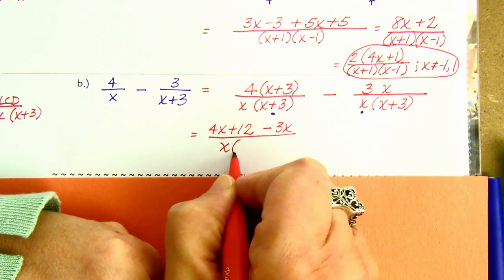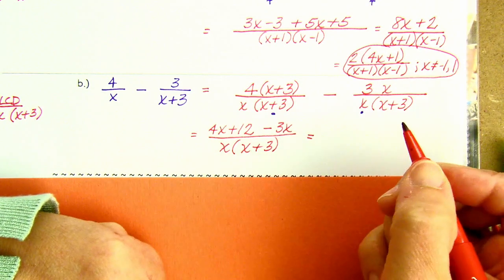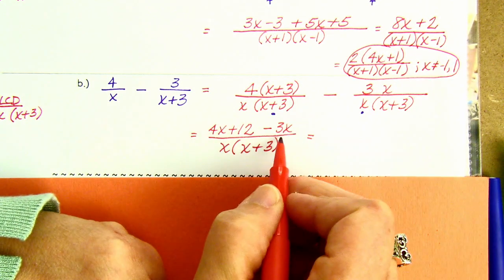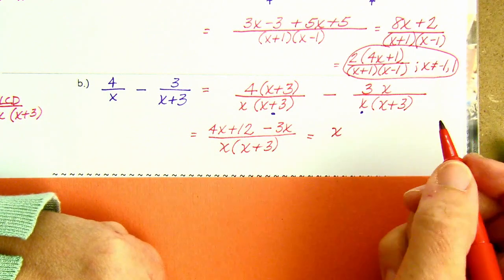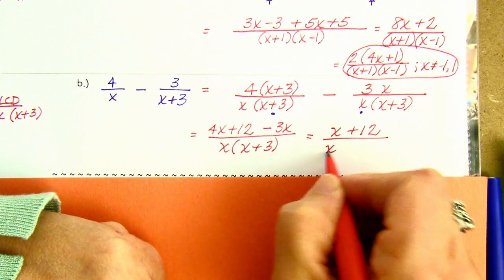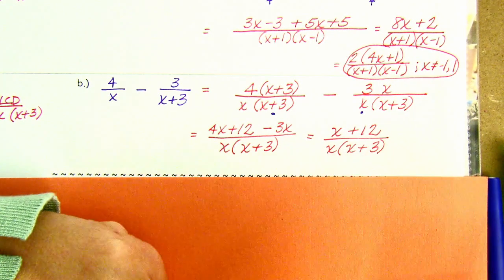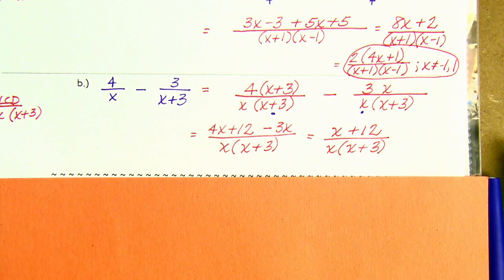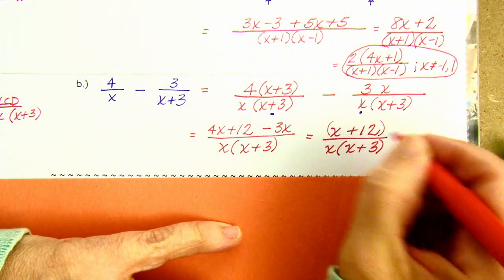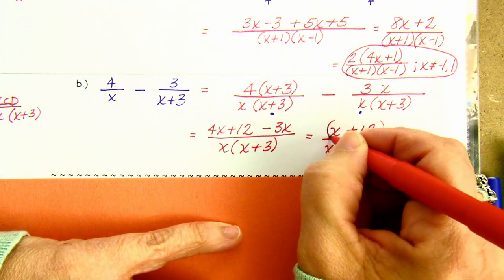You put this over the one common denominator. You must simplify by combining like terms. So I've got a 4x and subtract a 3x is a 1x plus 12. And the denominator is x times the quantity x plus 3. That's all I can do with it. x and 12 have no common factors. I can't take a GCF out. x plus 12 is a quantity. Remember, this x is not that x, so you can't divide them out. This is a quantity, x plus 12.